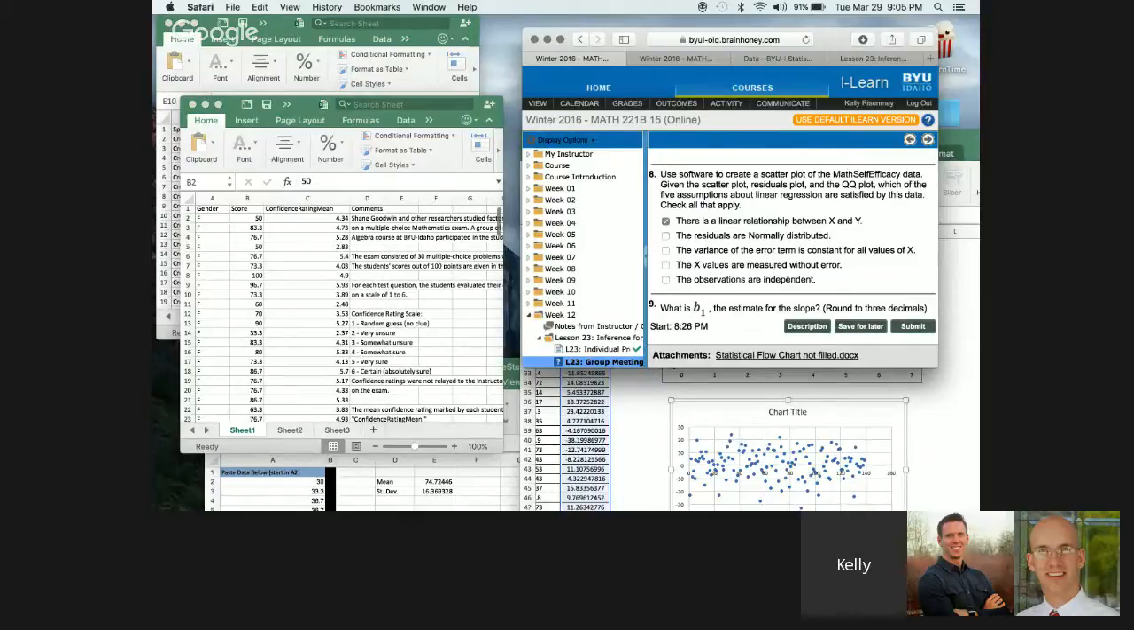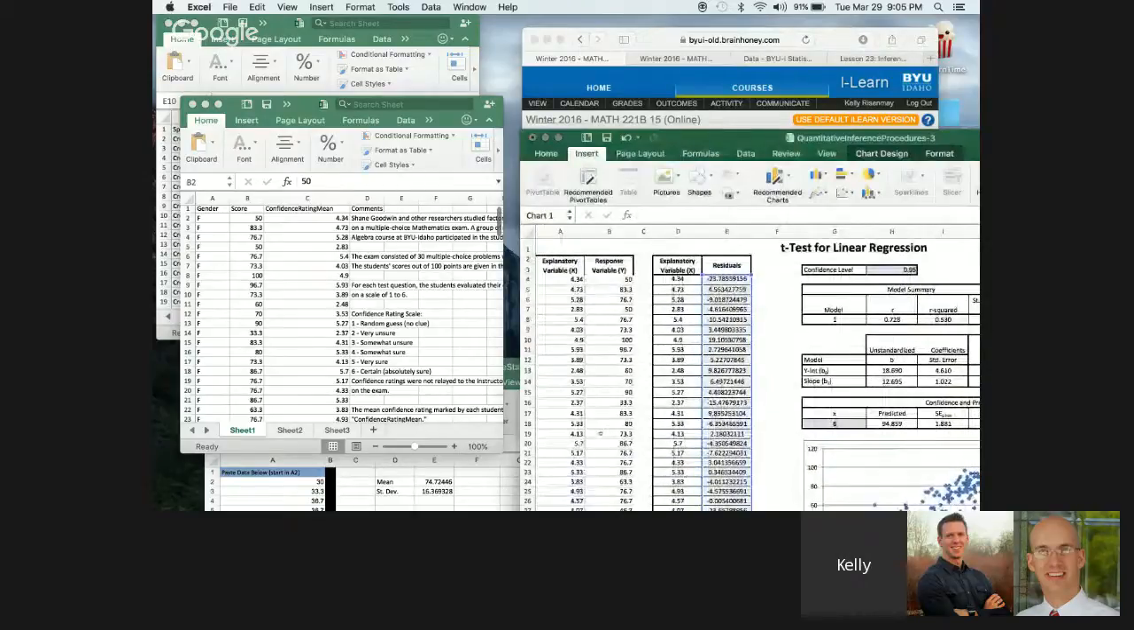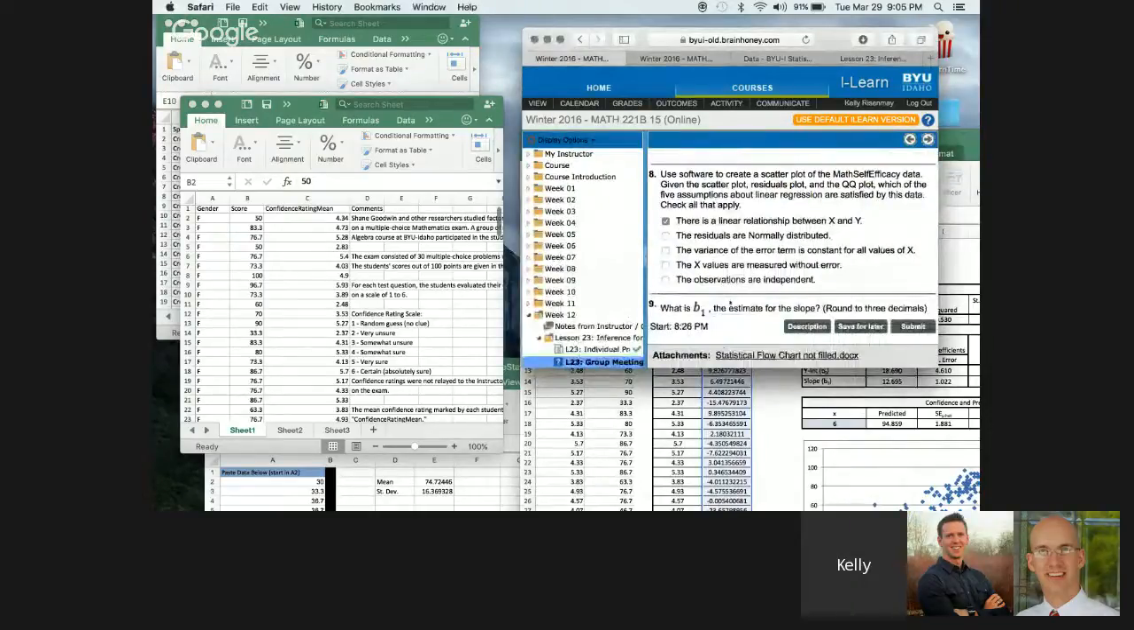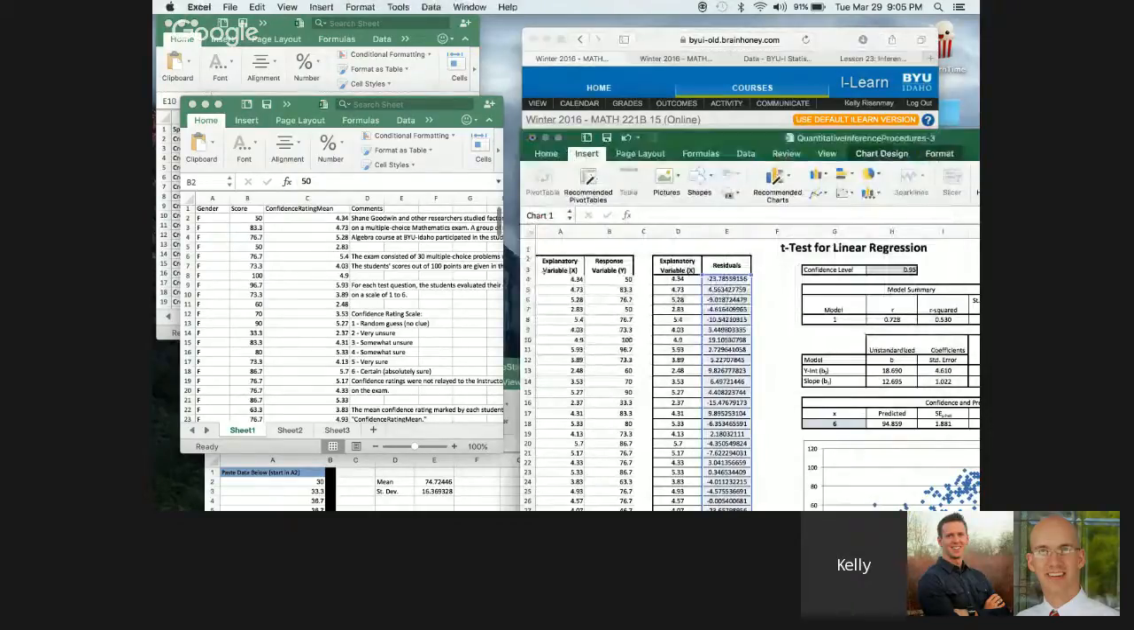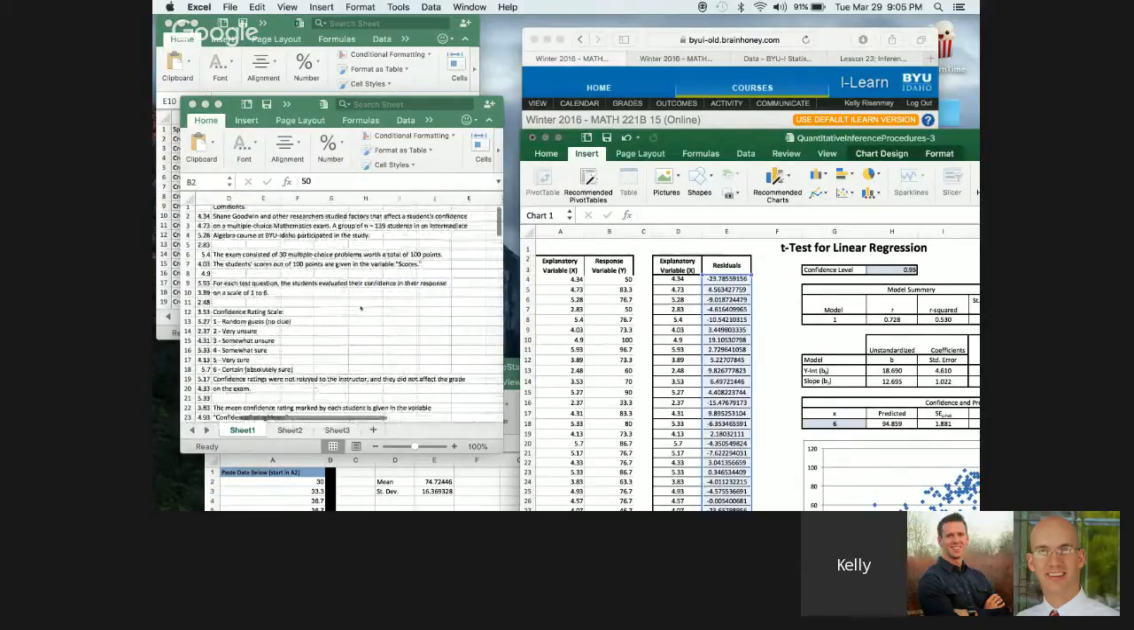The X values are measured without error. What are the X values? X values are your explanatory variable. Oh yeah, so the X values are the confidence ratings. Are they measured without error? I would say they were. I mean, I would think so. You get your Y from your X, so I don't know.